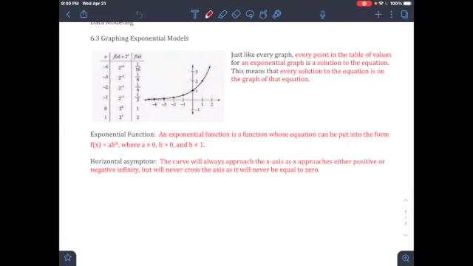Now, the definition of an exponential function. An exponential function is a function whose equation can be put into the form f of x equals a times b to the x, where a does not equal 0, b is greater than 0, but b is not equal to 1. The reason for that is that for 1, it doesn't matter how many times you multiply, it does not increase. When you look at this function, it goes up very fast. So you have to have something that is either going up very fast or going down very fast. That's why b cannot equal 1, because 1 to any power is still going to be 1.